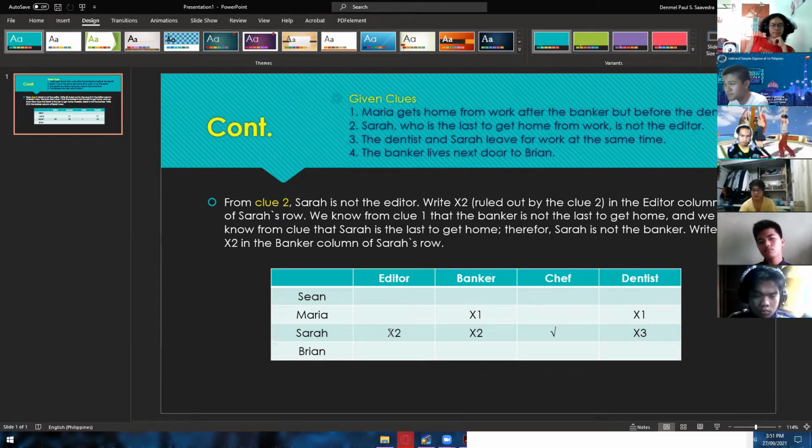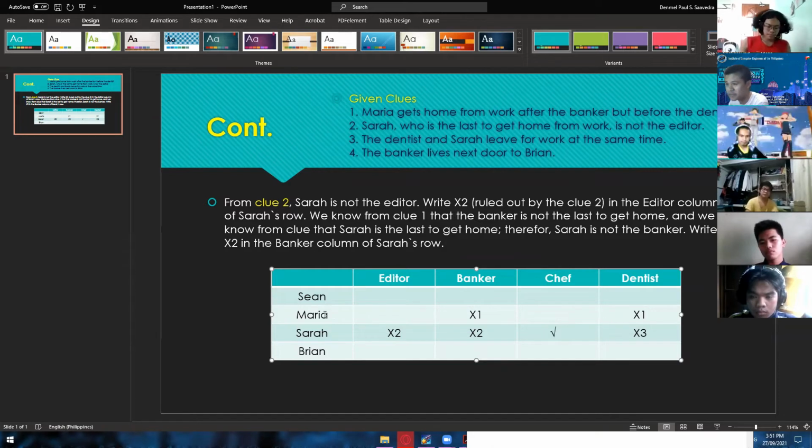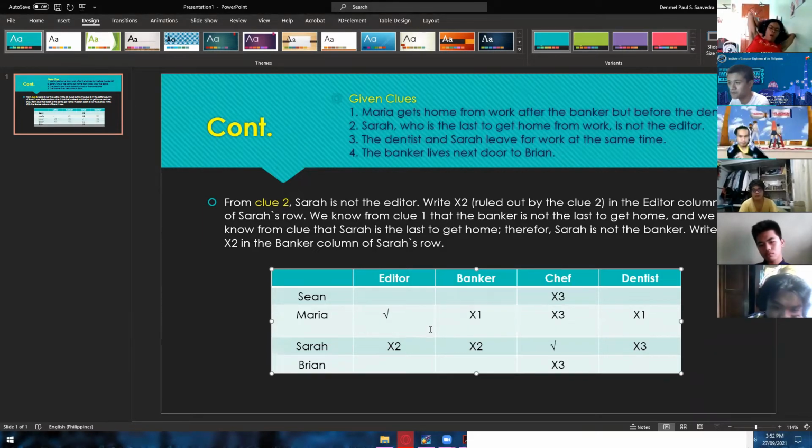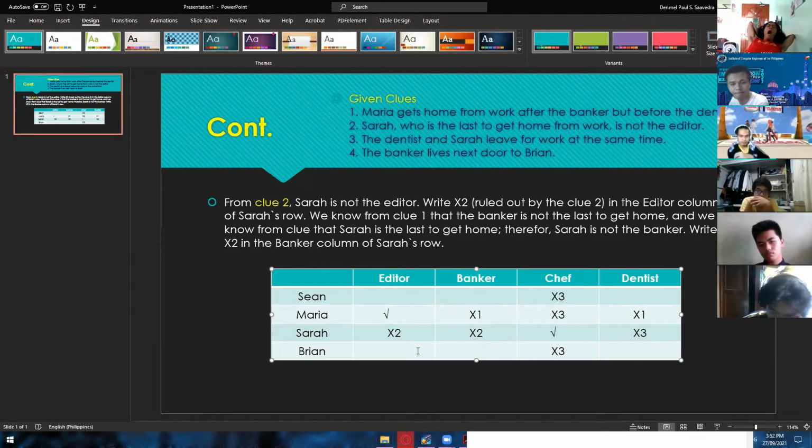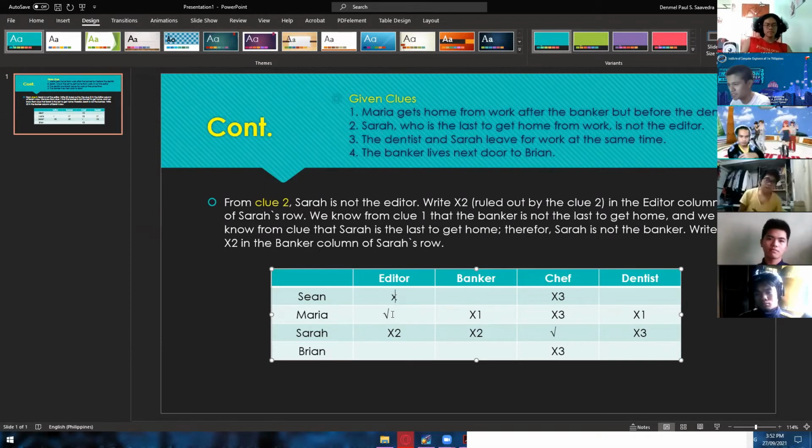And then from here, since the job chef was already occupied by Miss Sarah, there is no way that Maria is a chef, and there is no way that Sian is also a chef. The same with Brian. Okay, so we can put 3X on those given cells. And with that, we now have one remaining job that is not X for Miss Maria. So we can conclude that Maria is the editor. So were you guys able to follow so far? Yes, sir. Okay, so with that, there is no way that Sian and Brian are editors. So you can just put X on this cell and the same with this cell right here.